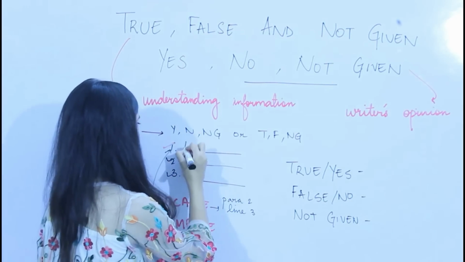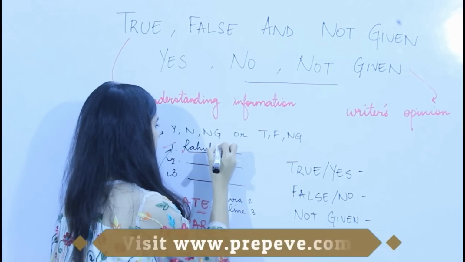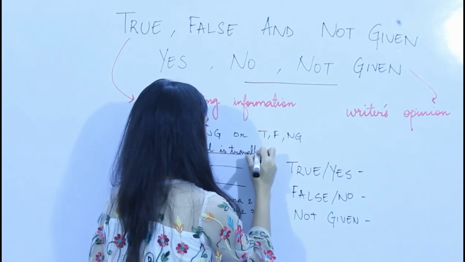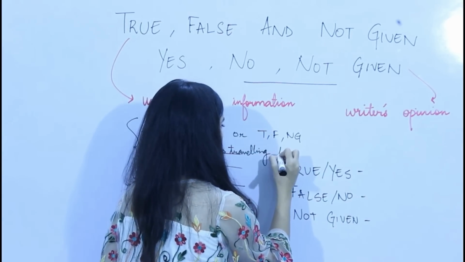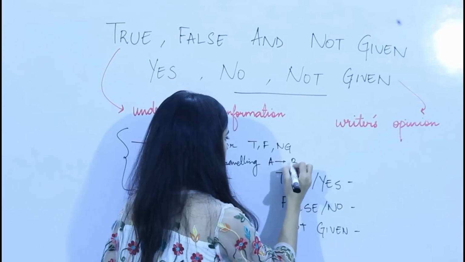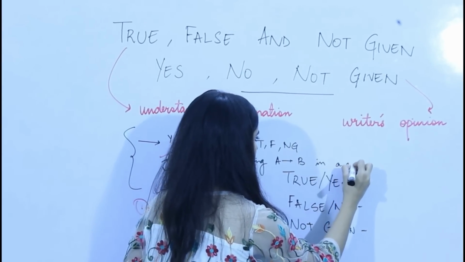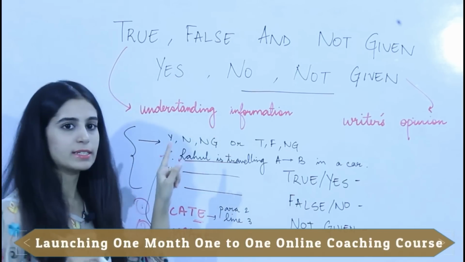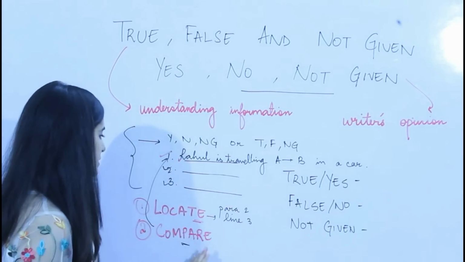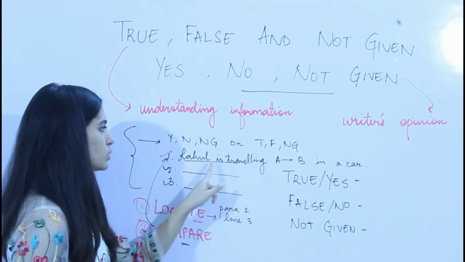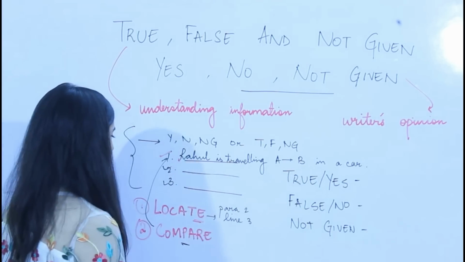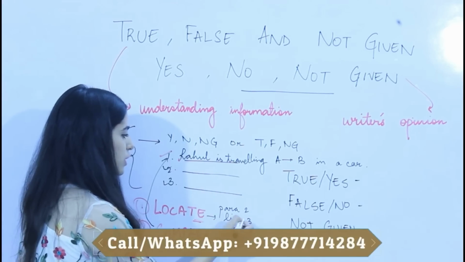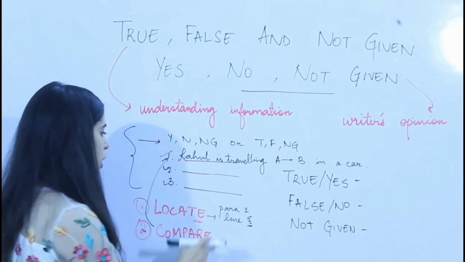Let's just assume, I'll just write it down, Rahul is traveling from A, I'm not writing the complete thing, to B in a car. So this becomes your question, and you have to locate the sentence in your passage which is talking about Rahul's traveling from point A to point B. So now let's say that you have located the sentence in line number 3 of paragraph 2. What do you do? Now you compare.